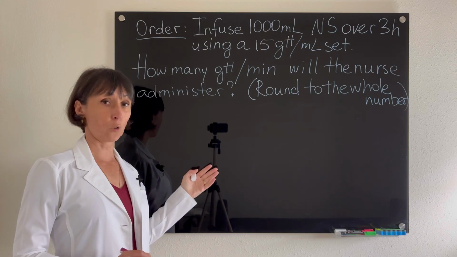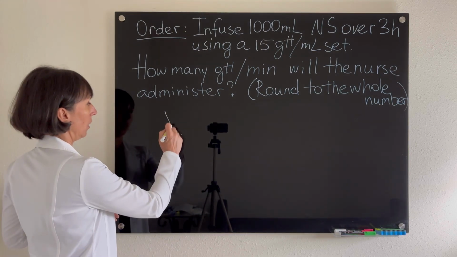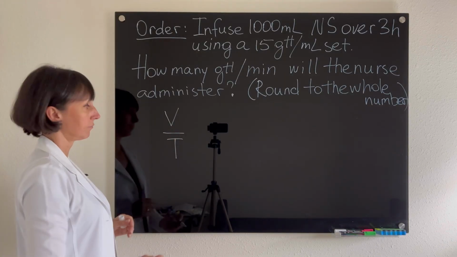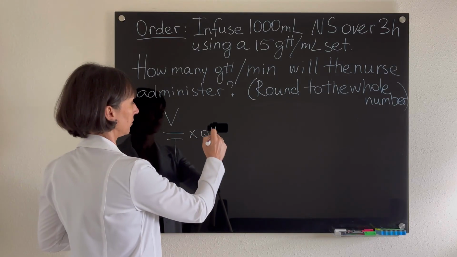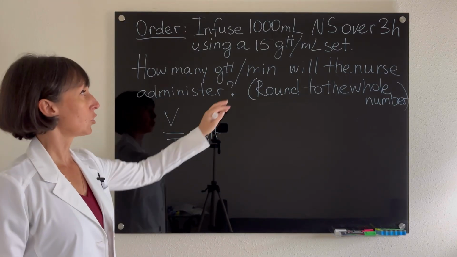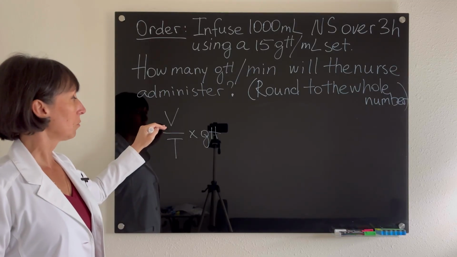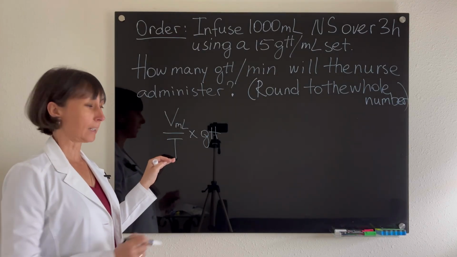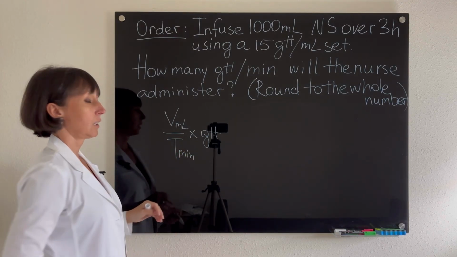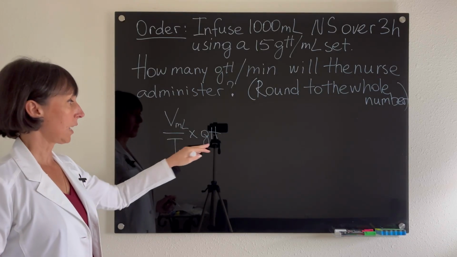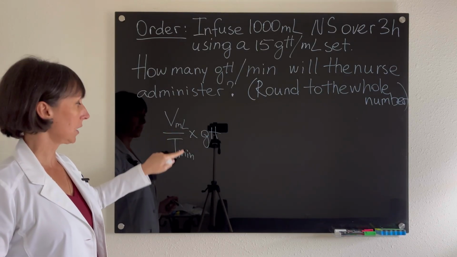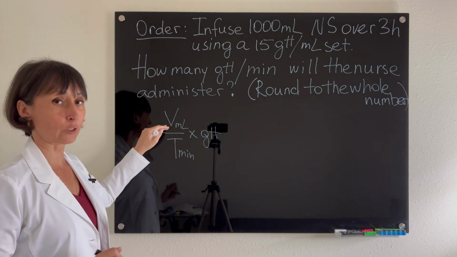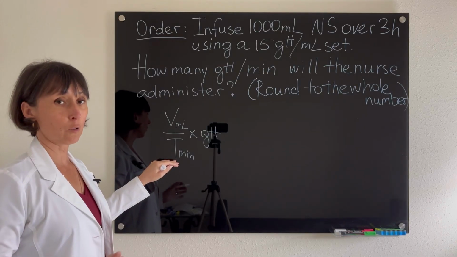I'm going to introduce a formula here for you. Volume over time times your GTTs, which are always given in the problem. Volume has to be in milliliters. Time has to be in minutes. So remember, volume over time times GTT. And you have mLs here and minutes here. If volume is given in liters, you have to convert. If time is given in hours, you have to convert.